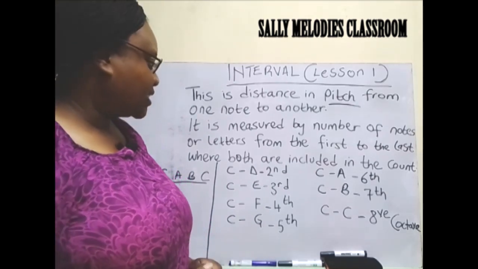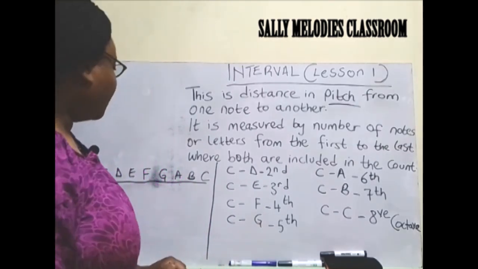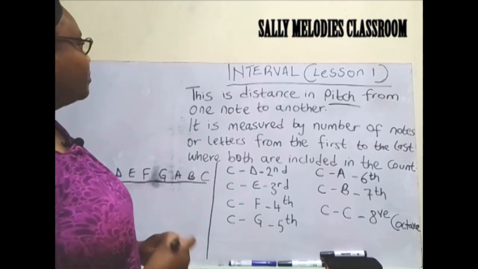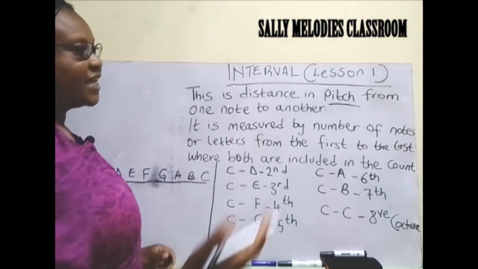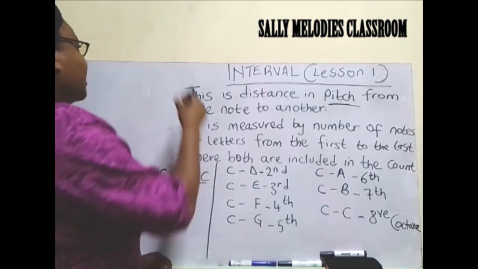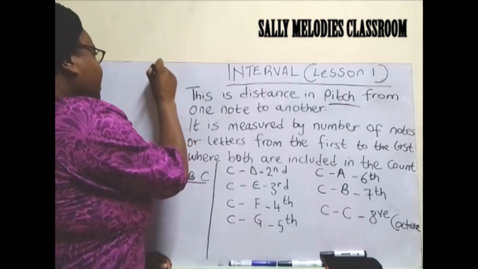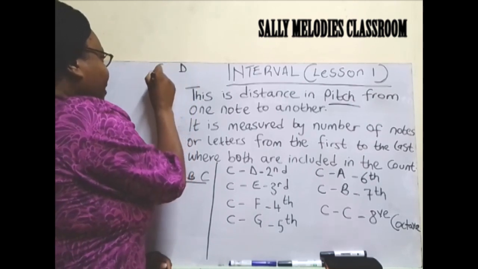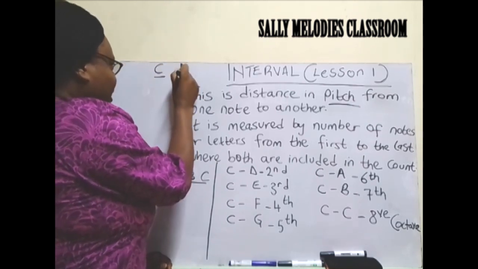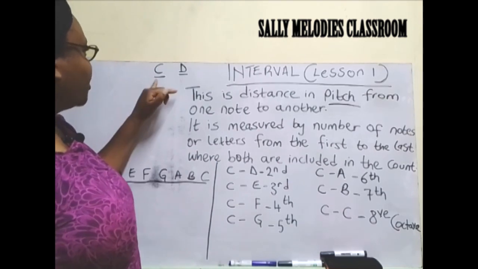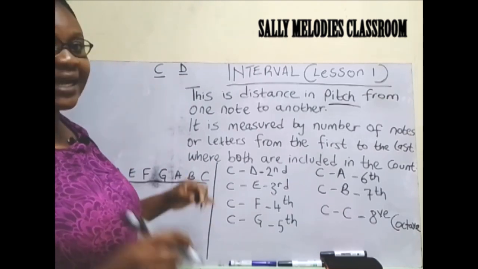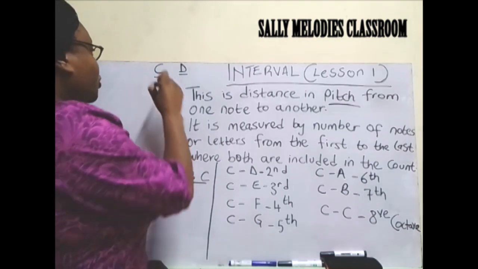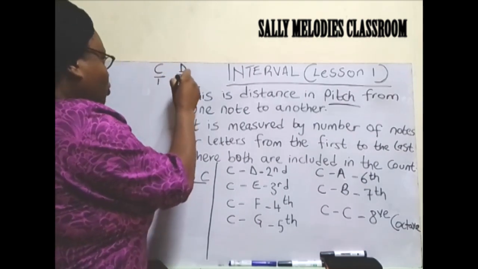We mean that, for example, if we want the interval between, let's take the scale of C. If we want the interval between C to D, you must count this note and you must count this note also. Both notes are included in the count. So this is 1 and this is 2.